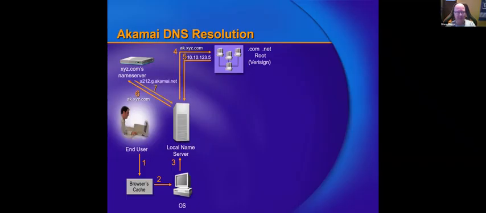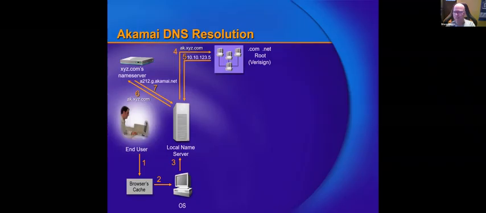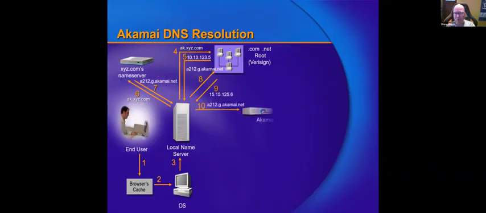And it comes back and says, oh, ak.xyz.com is really a nickname for a212.g.akamai.net. That's what you really want to resolve. And now the local name server, back at the MIT server, goes and looks up a212.g.akamai.net. It's told about some authoritative name servers belonging to Akamai that know how to resolve names that end in akamai.net. And the local name server sends a query there.